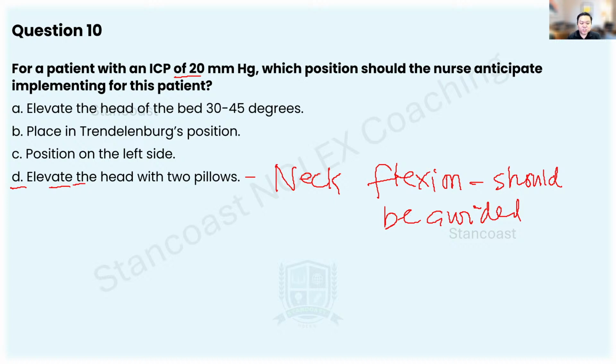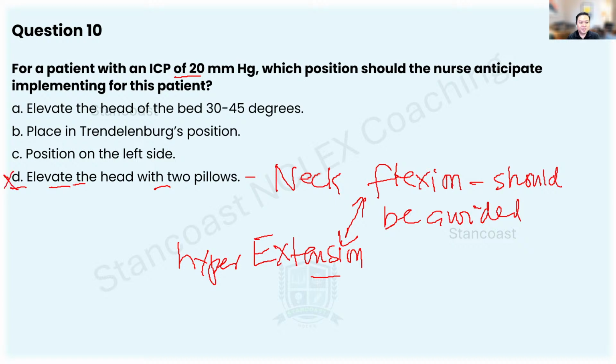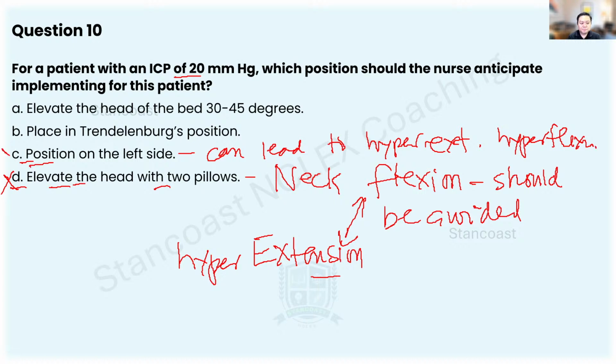Aside from the flexion is the extension, another head or neck placement that you should be avoiding. Either extension or flexion of the neck can cause elevation of the ICP, so please do not do that. Hyperflexion or hyperextension. Your patient should at least have a neutral placement of the neck. So 2 pillows is already going to cause hyperextension. You should avoid that. What about position on the left side? Positioning on the left side will lead to hyperextension and also hyperflexion. We are eliminating that one.